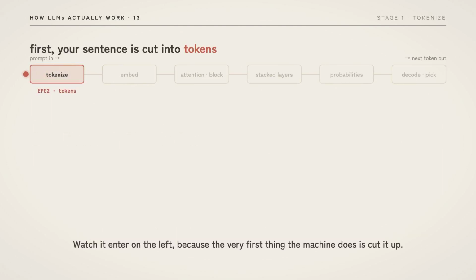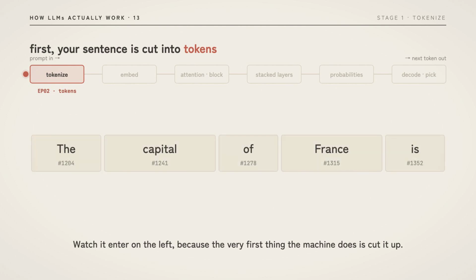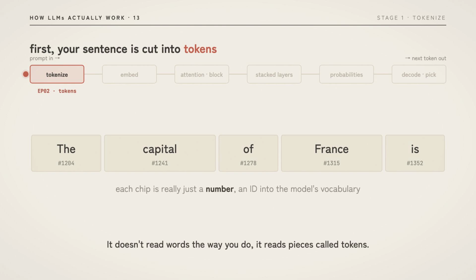Watch it enter on the left, because the very first thing the machine does is cut it up. It doesn't read words the way you do, it reads pieces called tokens. The capital of France is gets sliced into a short row of these little chips. This was the tokenizer, and it's where every weird spelling quirk we saw comes from. Each chip is really just a number, an ID pointing to one entry in the model's vocabulary. So right away, your sentence stopped being letters and became a row of numbers.